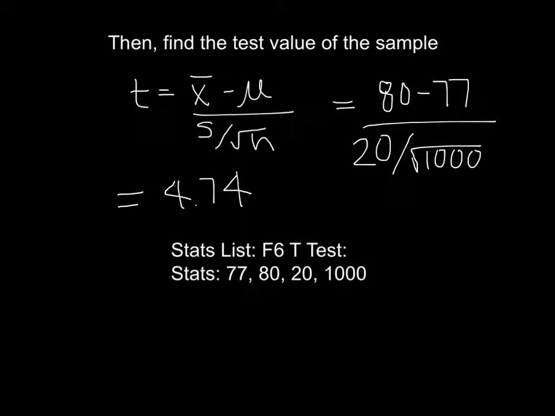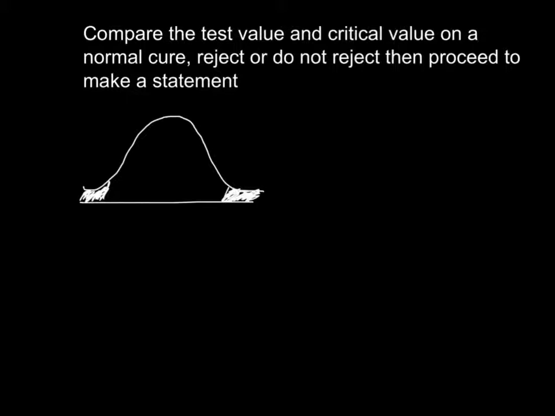Another way to find this is in StatList. Press F6 t-test and then enter the stats of 77, 80, 20, and 1,000, and it'll come out to the same answer of 4.74. Once we found the critical value and the test value, compare the two on a normal curve. Then reject or do not reject and make a statement after.